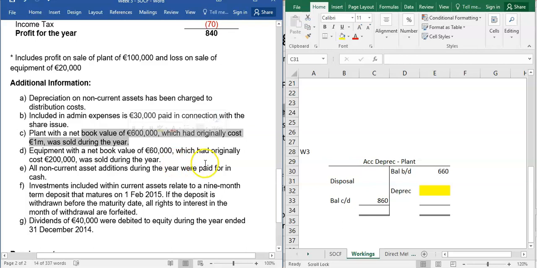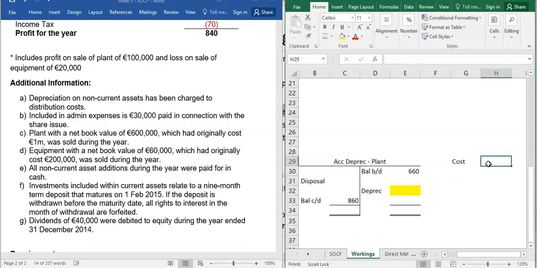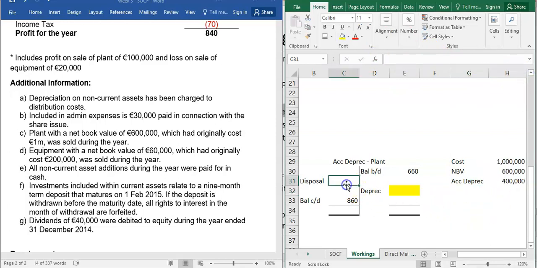So they don't actually tell us accumulated depreciation directly, but we know if the cost was 1 million, and we know the net book value was 600,000, accumulated depreciation must have been 400,000. So you're backing into the information. Again, you won't be spoon-fed everything, you have to make sense of what's given to you. So disposal here would have been 400.